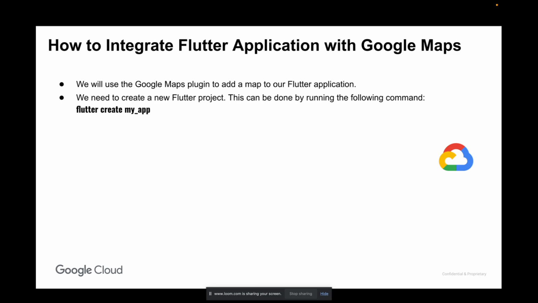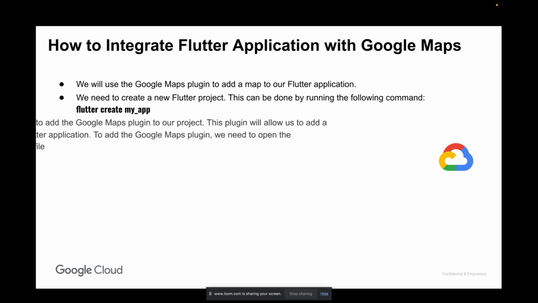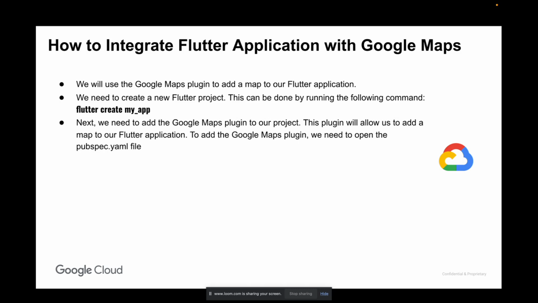This can be done by running the following command, which is flutter create my app. This command will create a new Flutter project named my app. Next, we need to add the Google Maps plugin to our project. This plugin will allow us to add a map to our Flutter application.